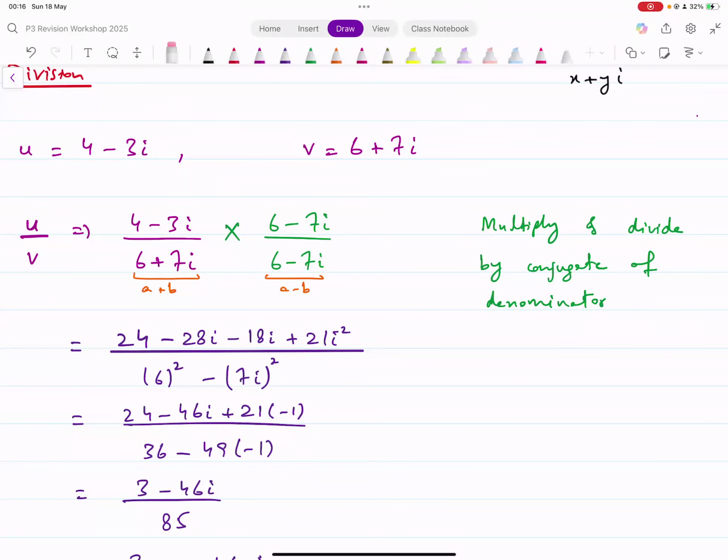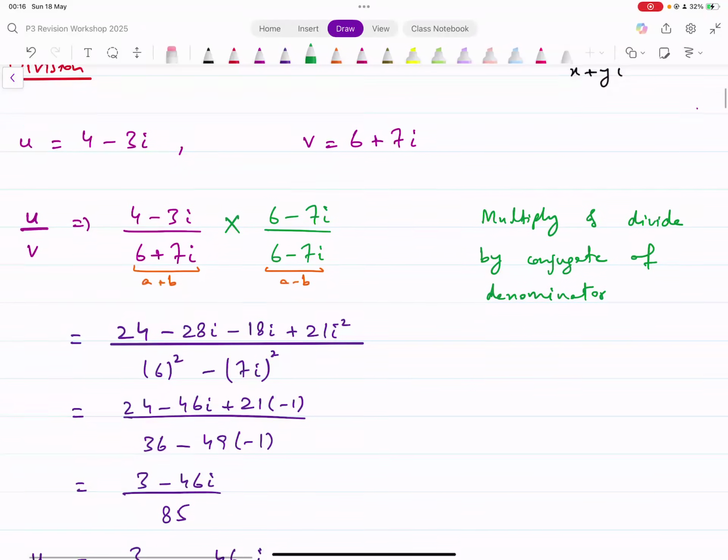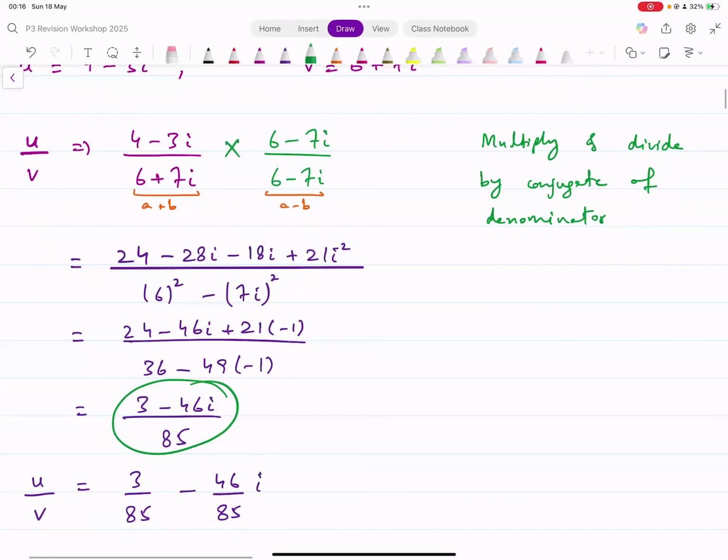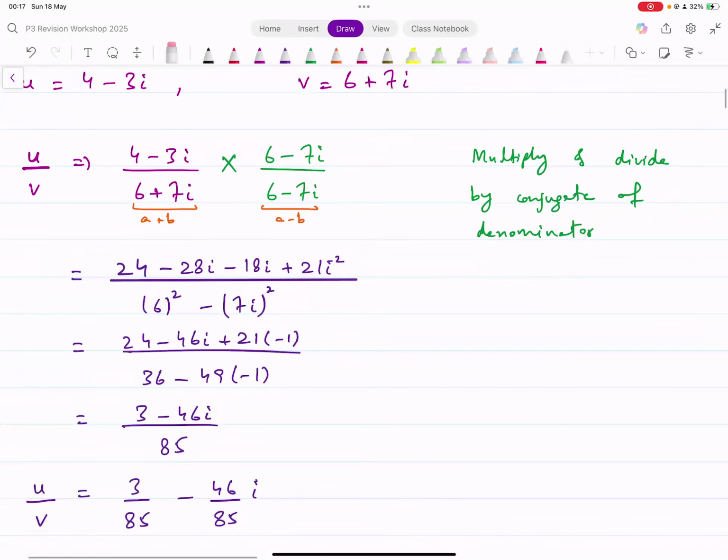And then the numerator gets simplified like we normally do. We just multiply these two expressions. We have iota squared there. We'll replace iota squared with -1. Simplify everything at the end. We write the real part separate, imaginary part separate. 3 over 85 minus 46 over 85 iota. That's the result that we end up getting when we divide these two complex numbers.